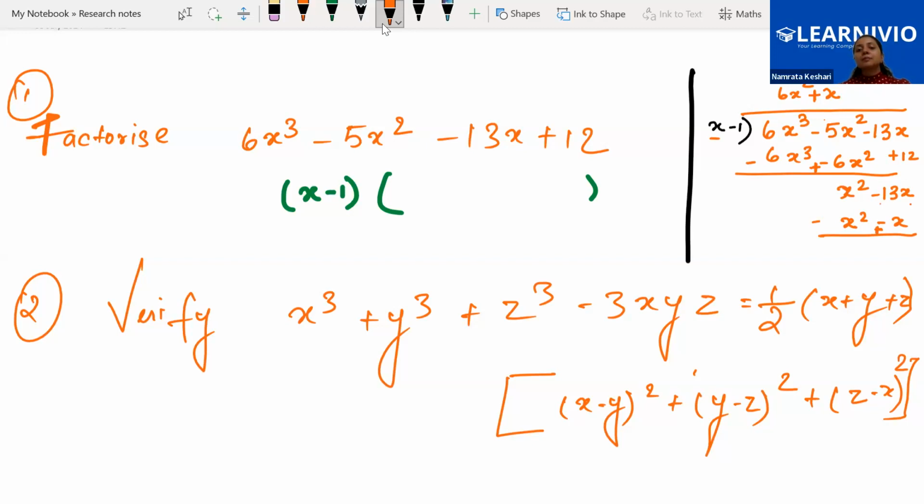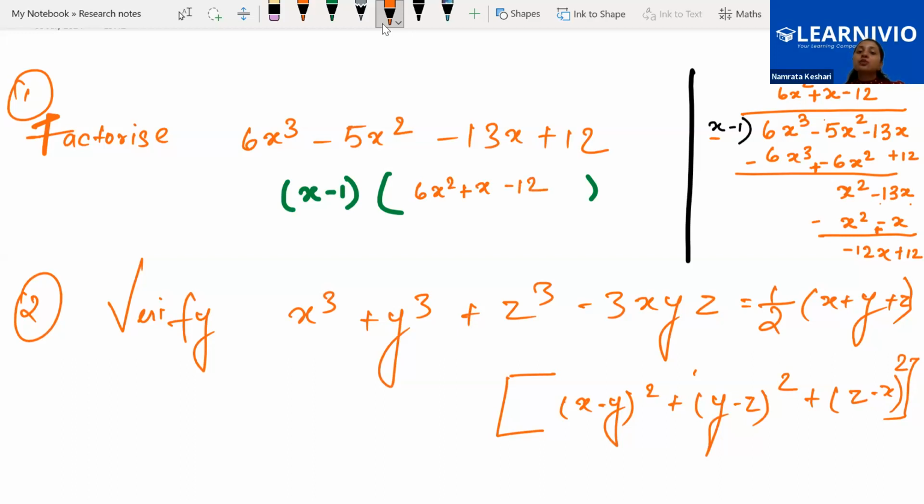Yes, and minus 12x, minus 12. And then plus 12 is still there, we need to copy it down. What shall we take over here? Minus 12. You can check the remainder. We are getting 0. We need to find the other factor. We got it. That is 6x square plus x minus 12.